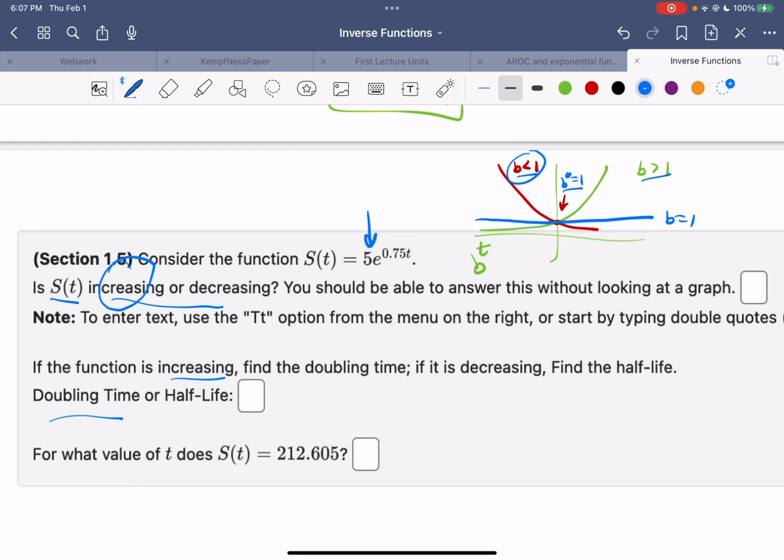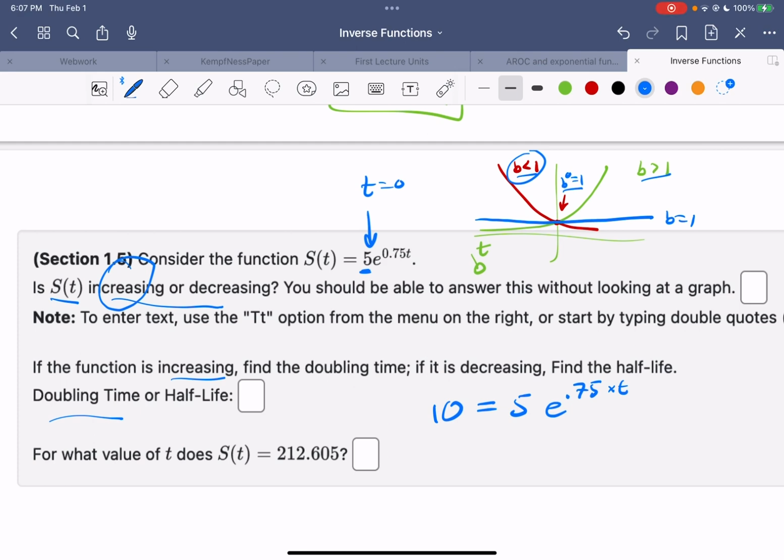So here's what we can do. See this 5 here? That's what happens if t is equal to 0, and this whole thing is 0, e to the 0 is 1, and that's gone, and you get 5, right? So initially, when t is 0, there's 5. If you double it, then you'd get 10, okay? 10 is equal to 5 e to the 0.75 times t. And if you find t, you would have found the doubling time. So that's one way to do it, okay?